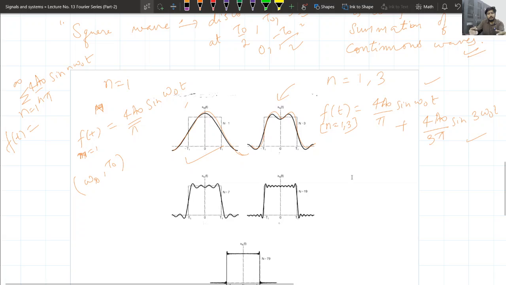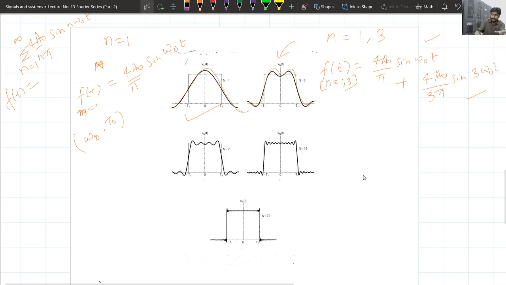We are adding the harmonics. We have to do an infinite summation in order to get a perfect square wave. What we are doing is adding up all the harmonics, starting from 1, then 3rd, then 5, we will keep on adding. Now suppose we add 7 harmonics, say n equals 1, 3, 5, 7. We have summed from n equals 1 to 7, the odd values, 4a0 upon pi.